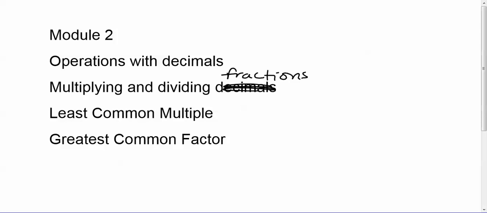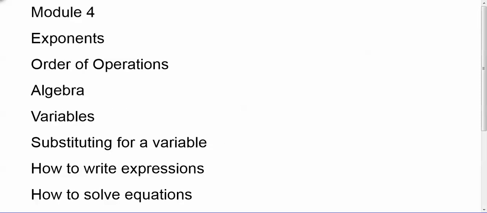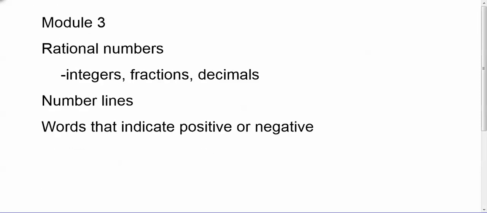So we're going to move on to Module 3. How did I skip Module 3? There it is. All right, rational numbers. So rational numbers are any number that can be written as a ratio. So any fractions, any whole numbers, any decimals are all rational numbers. And we talked about where those would go on a number line.